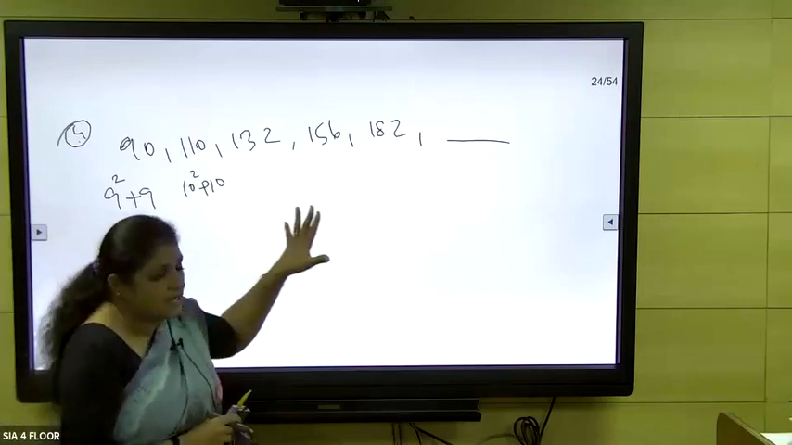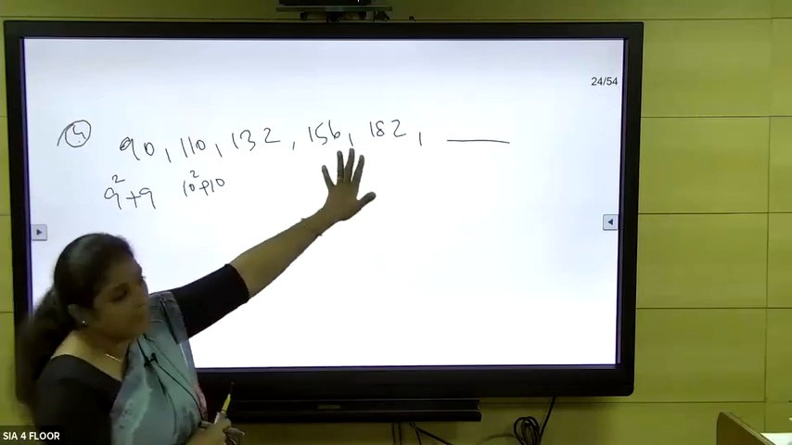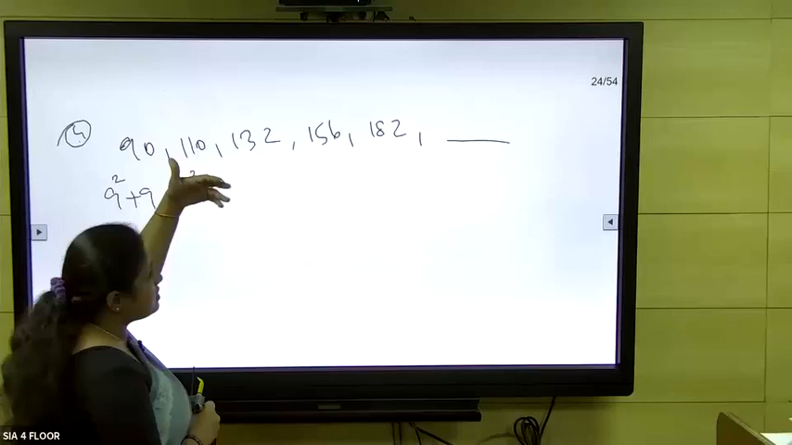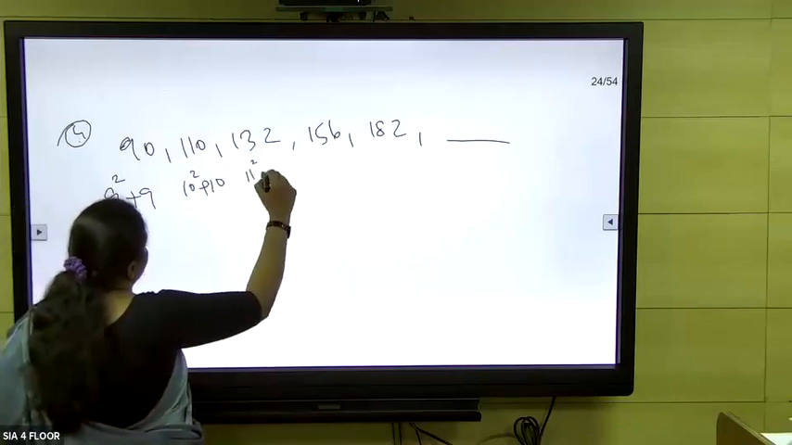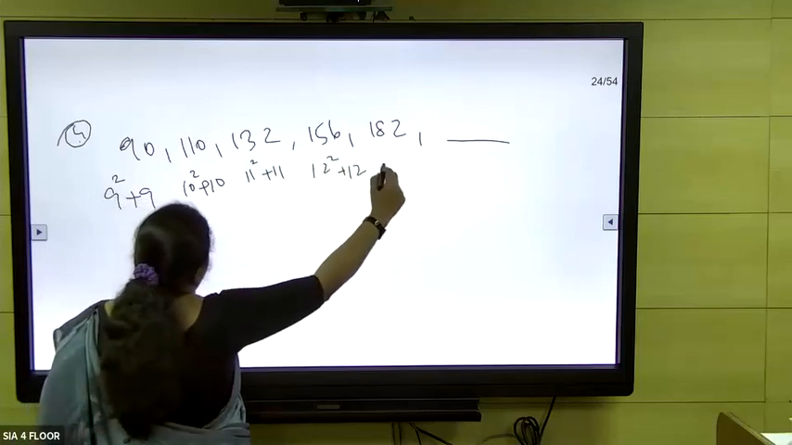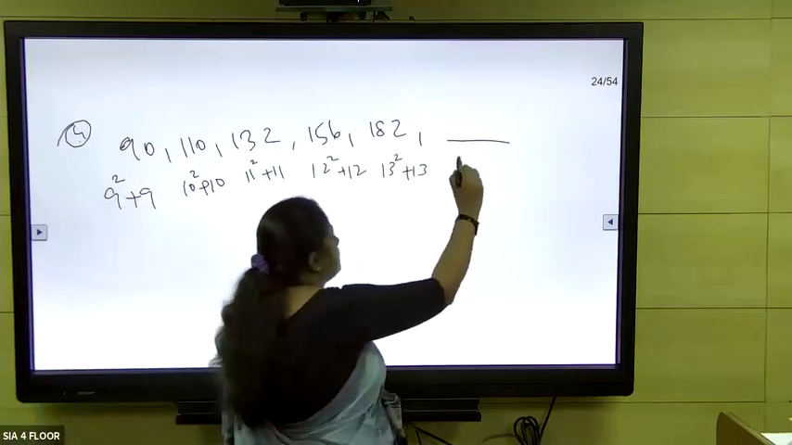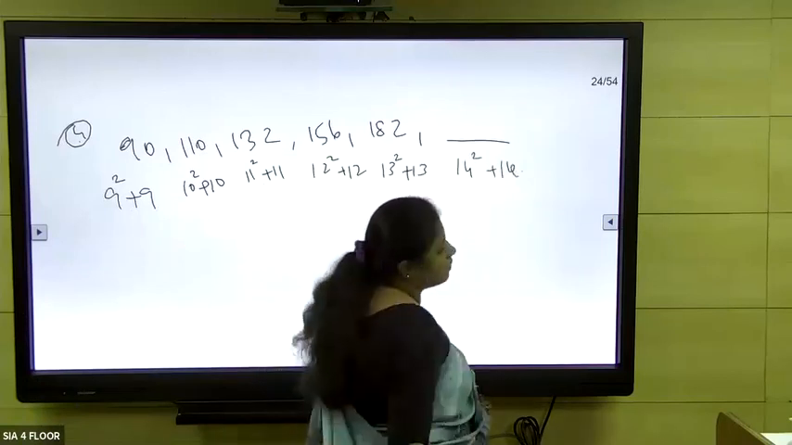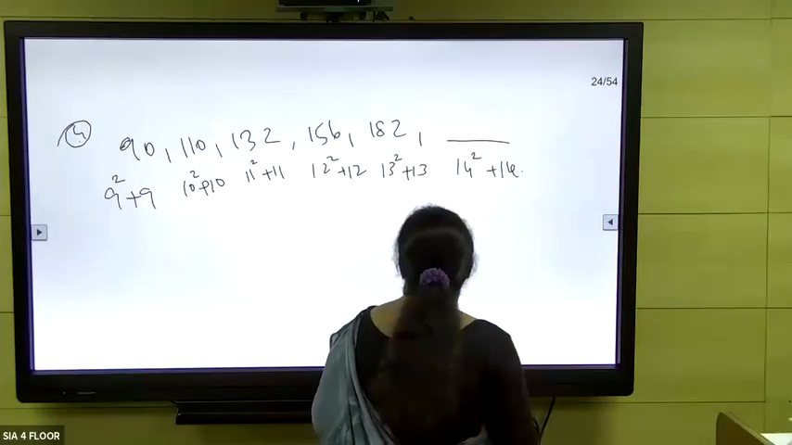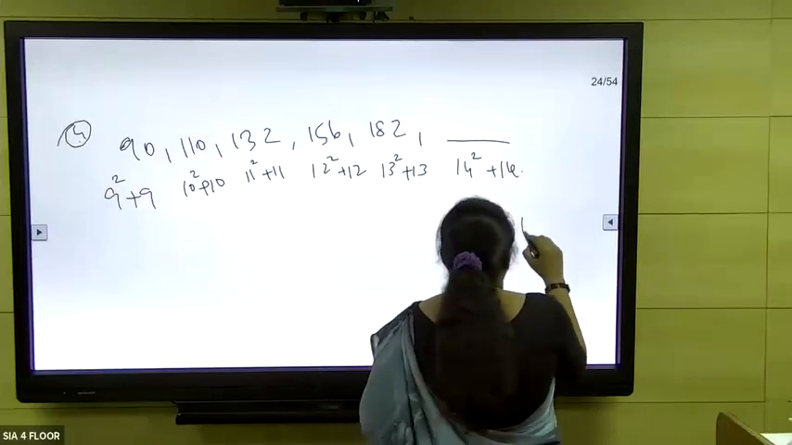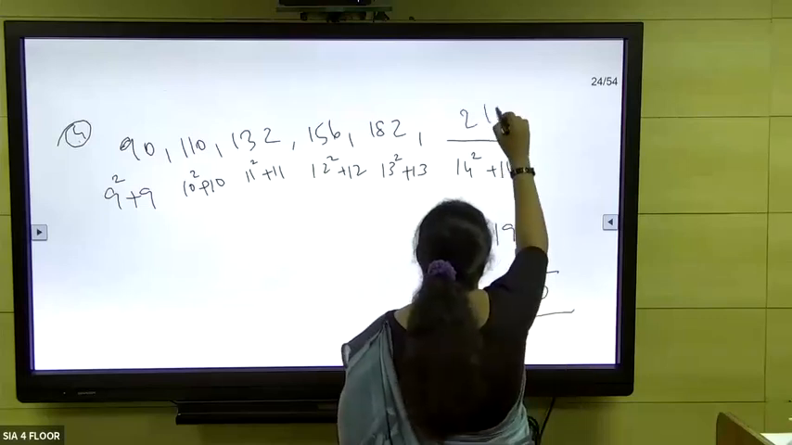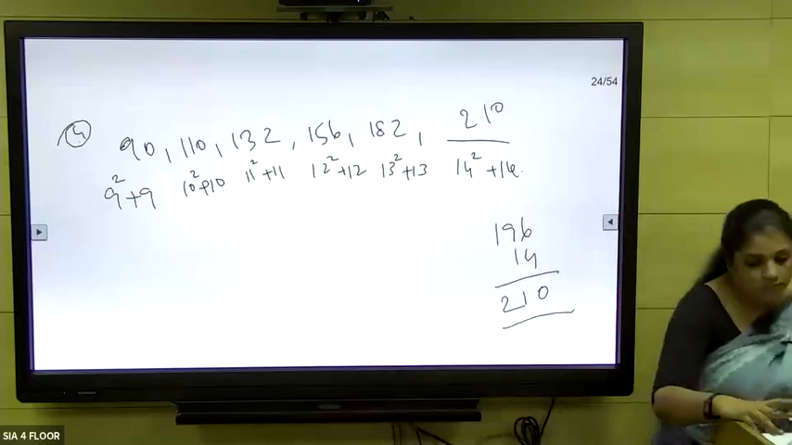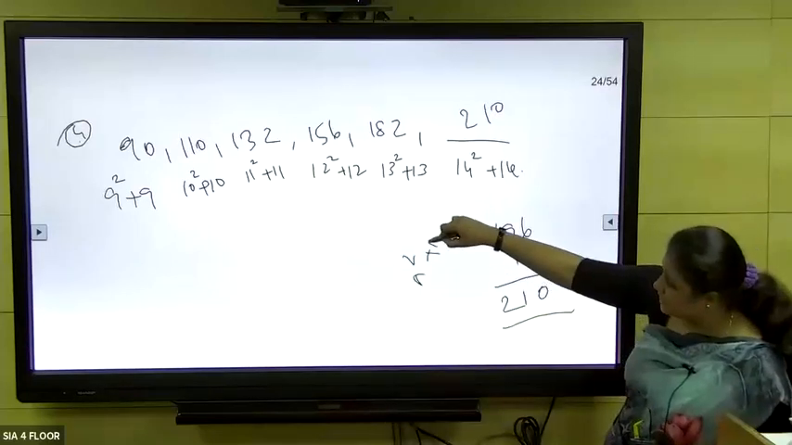These kinds of things, I would say, are not very easy. Once you have some practice with it, you'll come to know that these are of this pattern. I'll tell you how to practice also. 11 square plus 11, 12 square plus 12, 13 square plus 13, and here should come 14 square plus 14. So 196 and 14, 210 should be here. So this is of the format n square plus n.